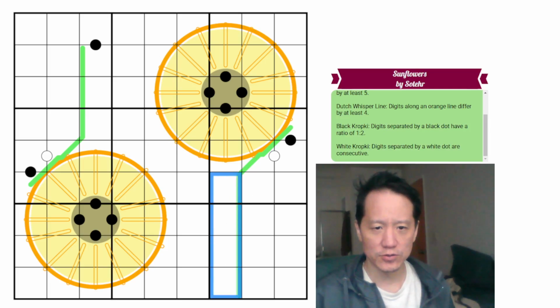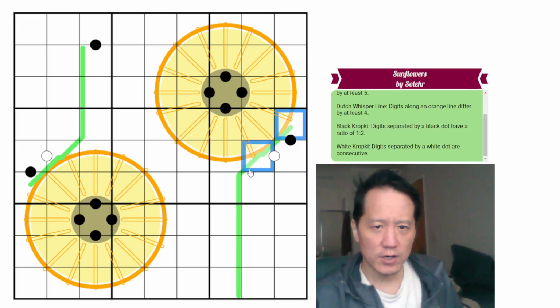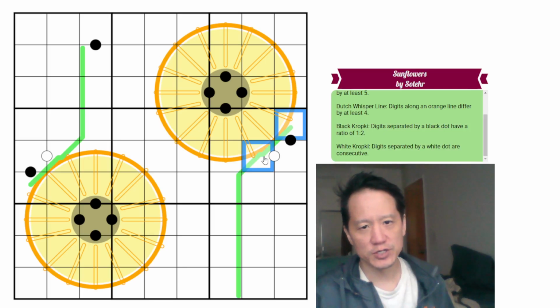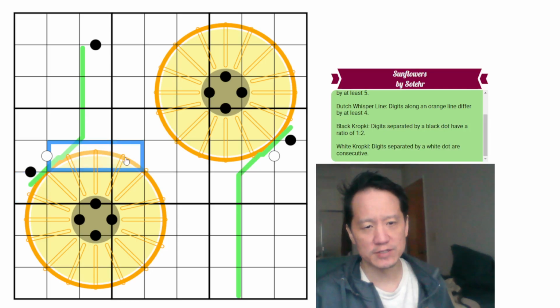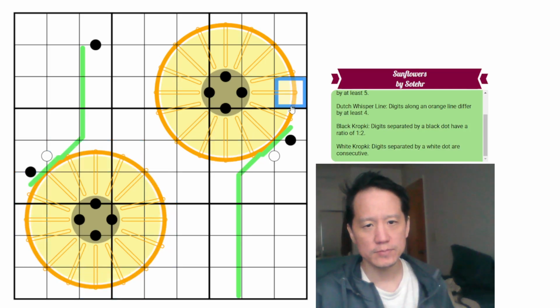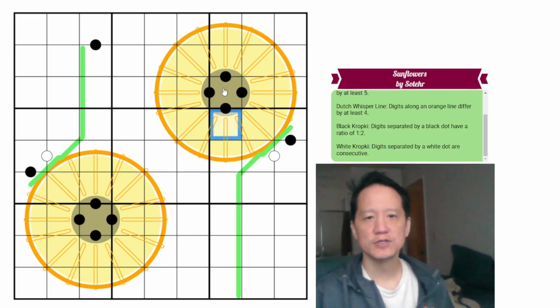Okay, so probably the best... These are both 4 and 5 apart from each other. These are also both 4 and 5 apart from each other. So I'm assuming that the circle is essentially the Dutch whisper line. Well, that makes sense. So basically, along this line, okay, let's start with this.